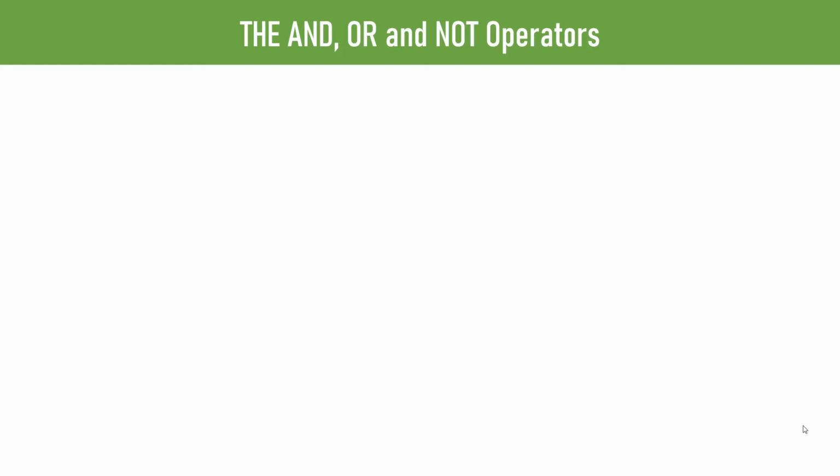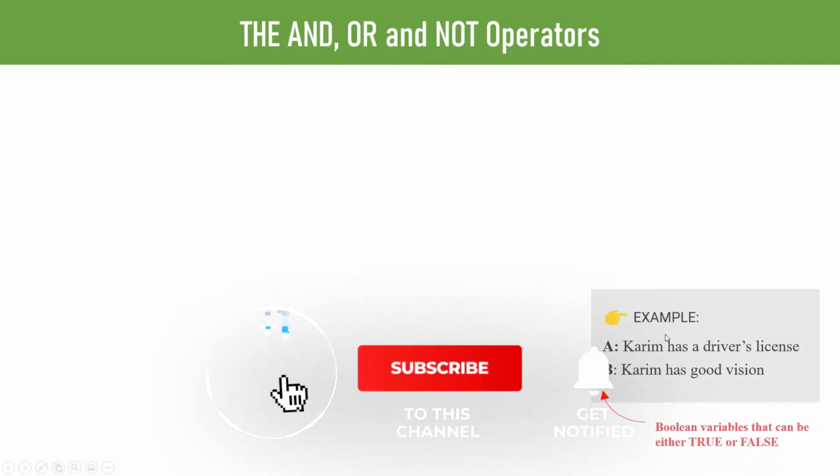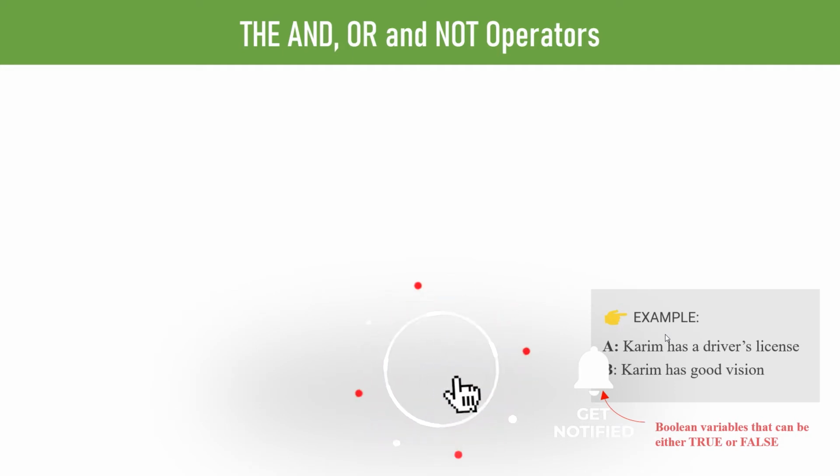And note that Boolean logic is actually not specific to JavaScript. This is all true for all programming languages. But anyway, let's now understand how these operators work and use an example to illustrate it. Okay? So here we have two Boolean variables that can either be true or false.